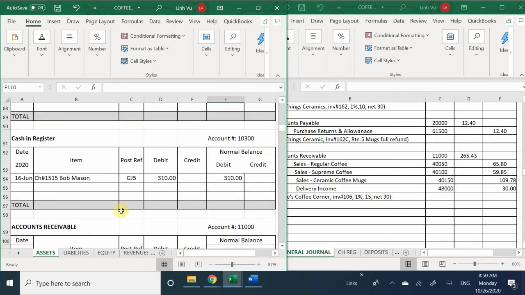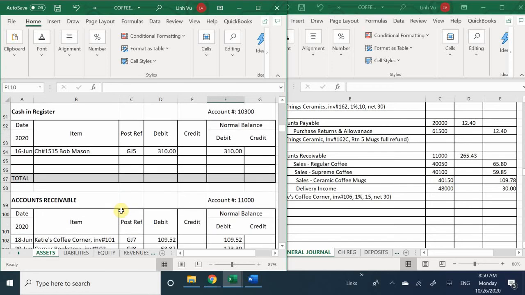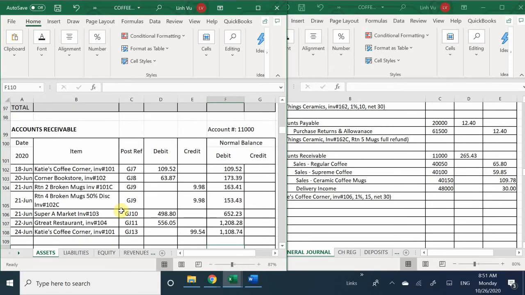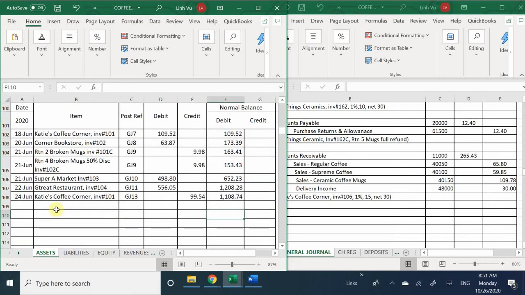For the medium coffee, for the regular coffee. Why regular coffee? Oh, okay. Wait, I'm sorry. What were there on the accounts receivable? We can input that. Today's date, 6/24. Katie's Coffee Corner, invoice 106. GJ 13. Debit 265.43. That comes to 1374.17.